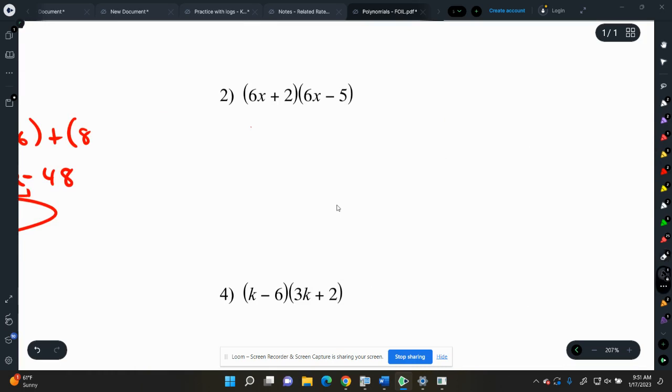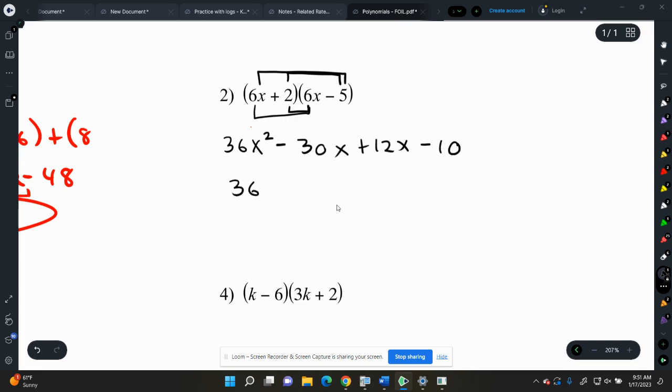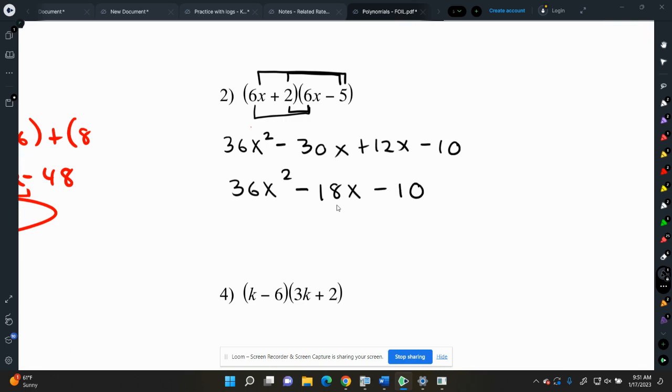Number 2, we're going to do 6x times 6x, which gives us 36x squared. And then we're going to do 6x times -5, which gives us negative 30x. 2 times 6x gives us plus 12x. And then 2 times -5 gives us negative 10. So we have 36x squared minus 18x minus 10. You can do it like that and show your work like that, okay, if you're comfortable with it.